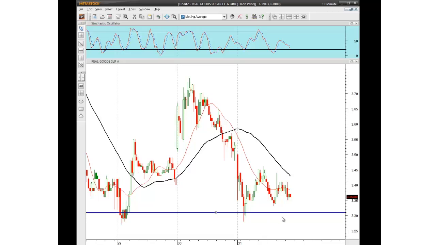And if I can get an entry there, I've saved myself a nickel on a $3 stock, and again, that sort of stuff is going to add up over time. And that's the sort of thing that you want to do.